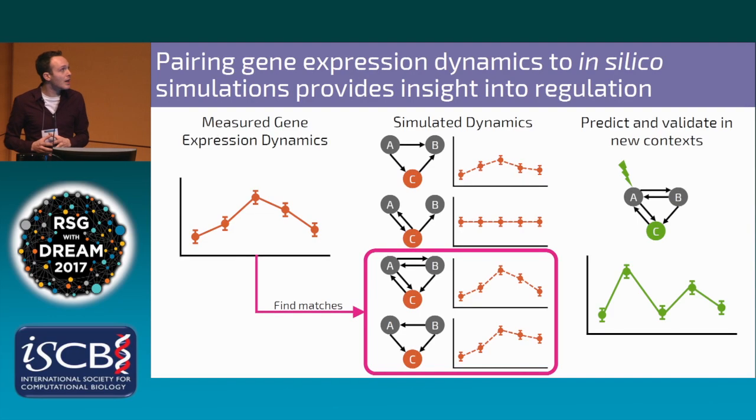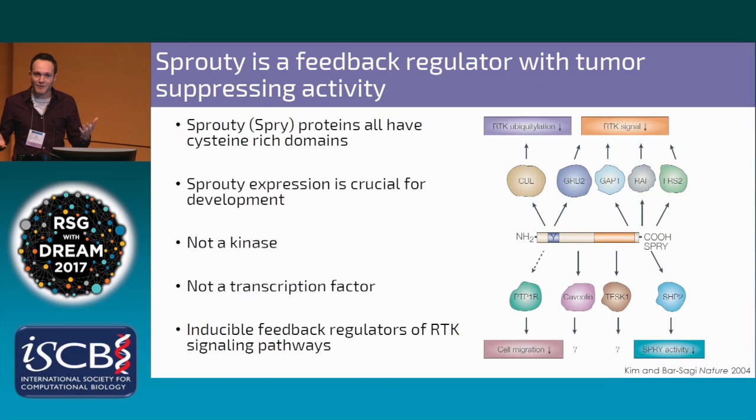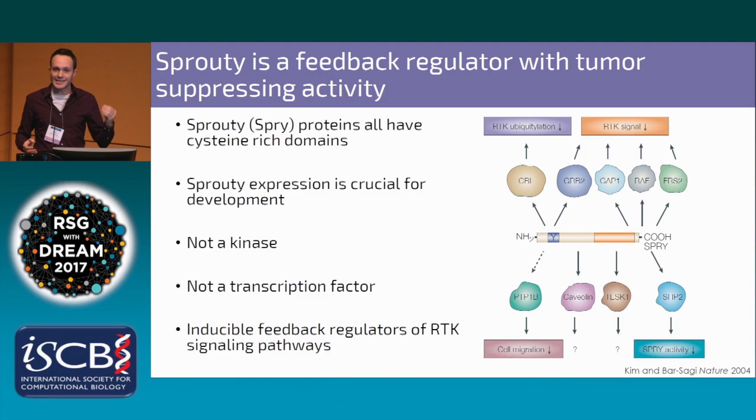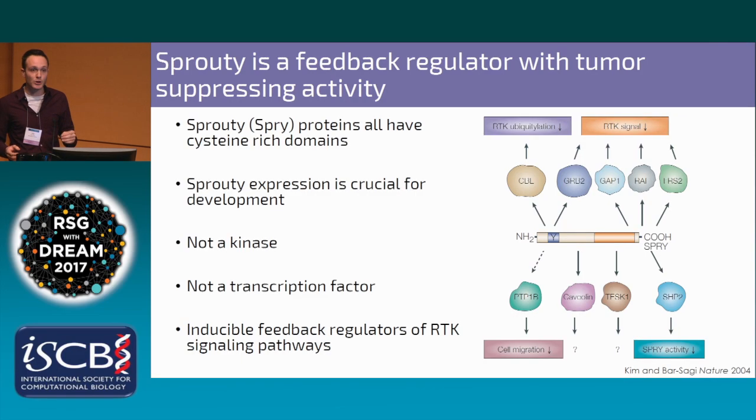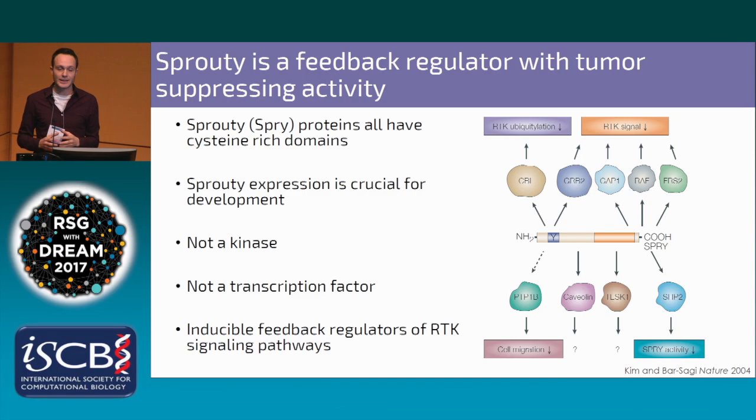But to anchor my talk, I'm going to talk about how we use this method in a microarray expression data set where we looked at the regulatory role of a protein called Sprouty. For probably many of you who are unfamiliar with Sprouty proteins, they're a family of genes that have tumor-suppressing activity. They're all characterized by having cysteine-rich domains near their carboxy termini, and they're critical during development. So if they're knocked out, it can be embryonically lethal.